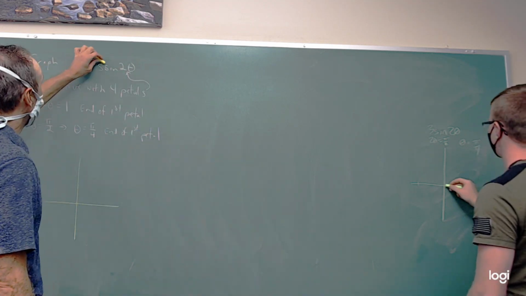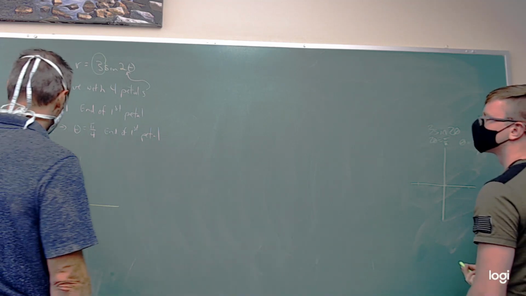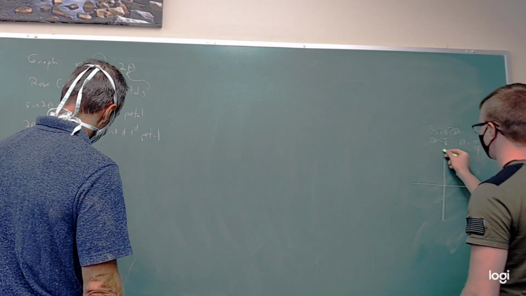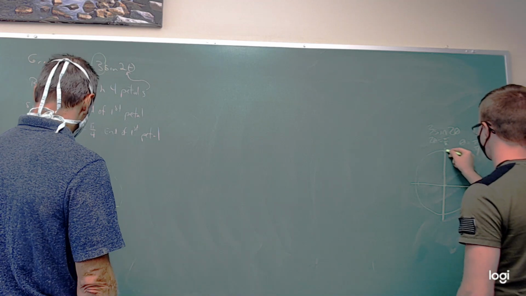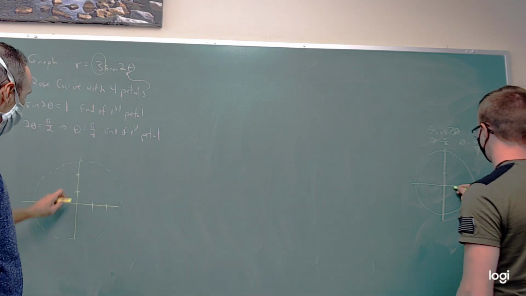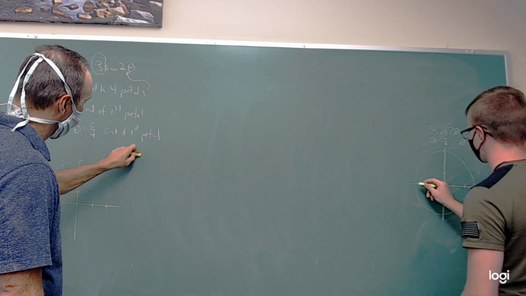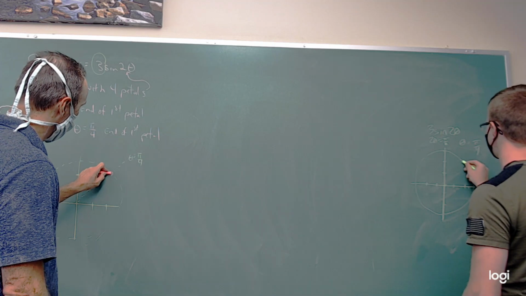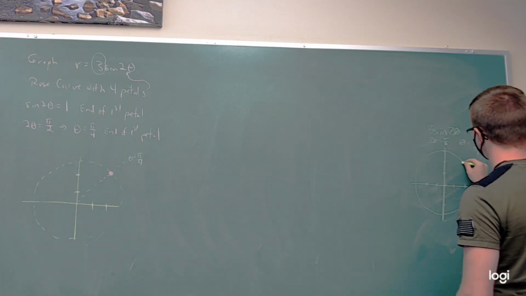So the largest this will be is going to be 3. So I'm going to put, kind of as a boundary, a circle with radius 3. Look at the angle pi over 4. That's our first petal.